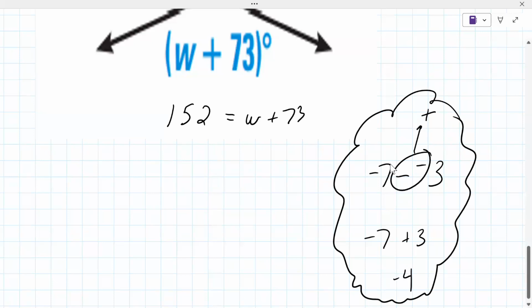All right, so can you solve this equation for me, please?